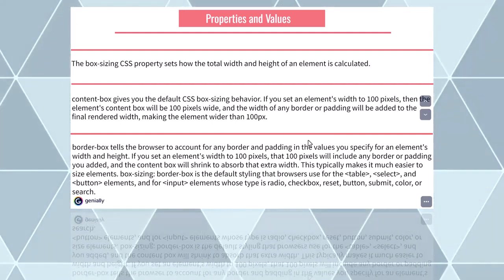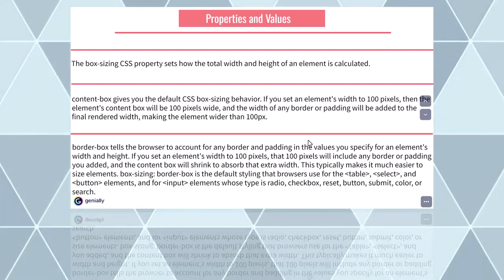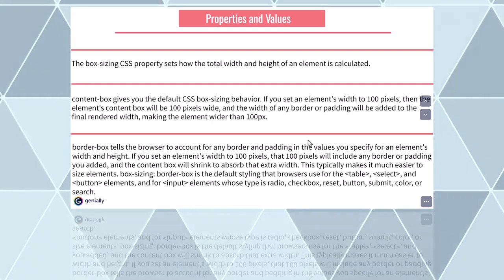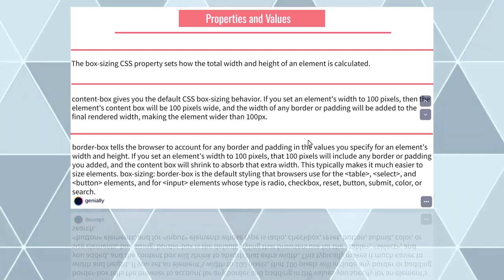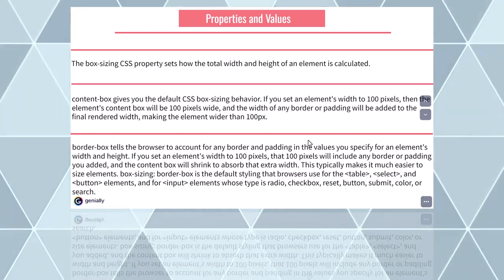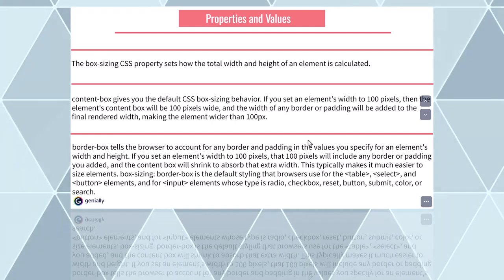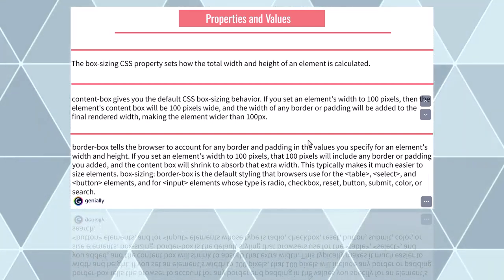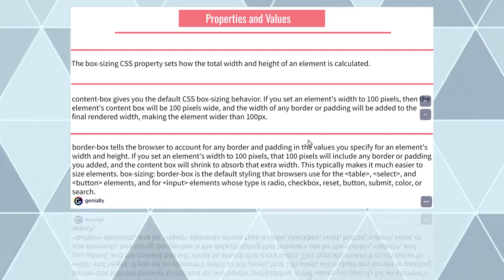It's no longer 100 pixels, it has grown. So the width of the border, let's say, goes to 20 pixels. The new total width of the box is no longer 100 pixels. It is the border size plus the original element's size. It's 120 pixels on the content box. So it makes it thicker.